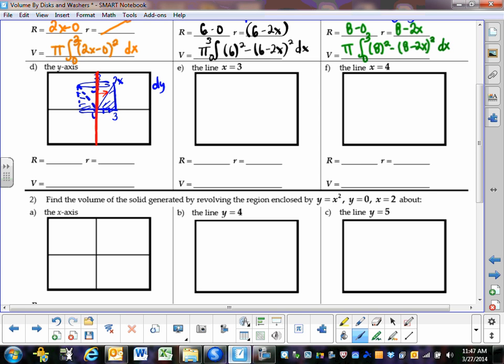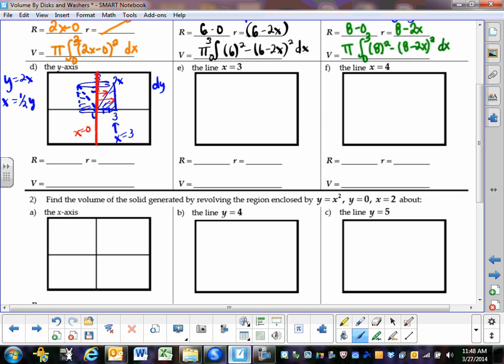So my radius is going to be an inside and an outside, but this time it's the difference between the x's, not the difference between the y's. So we have to convert our equation over. So if y equals 2x, then x has to be 1/2 of y. We also have the equation here for x equal to 3. So going left and right, the inside radius is the difference between x equals 0, the y-axis, and x equals half y.